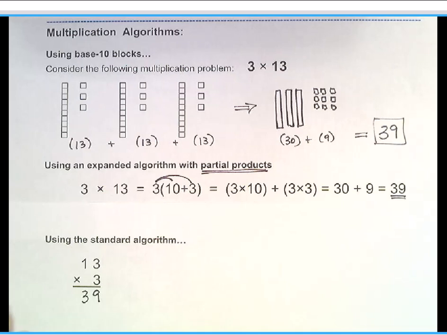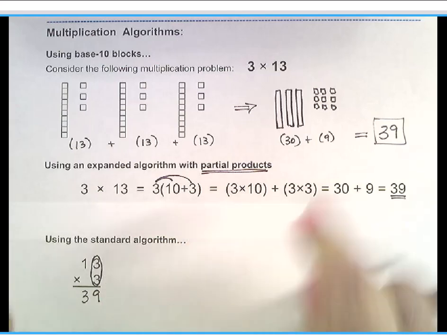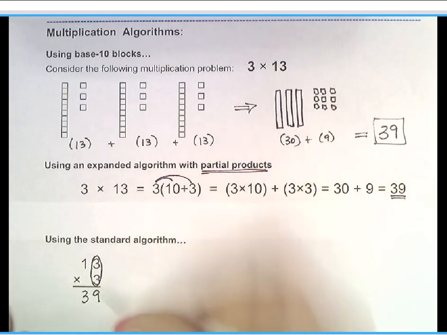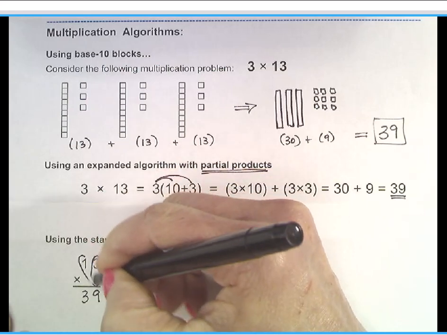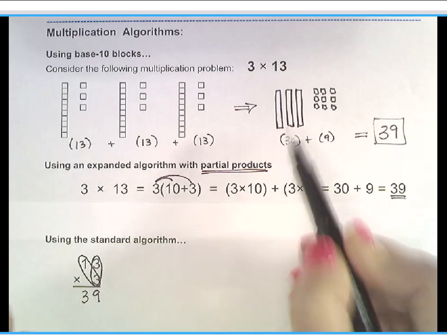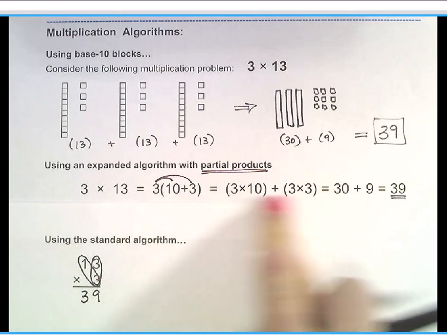But let's talk about what just happened. This 3 times 3, that was the 3 groups of 3 ones. That's your 9 ones. And when you do 3 times 1, it's not really 3 times 1, it's really 3 times 10. That's what that 30 is. And that's why you have to scooch over and put the 3 in the tens place, so that all the places line up. But what you just did is you distributed 3 to the 3, 3 to the 10, just like what we did up here.